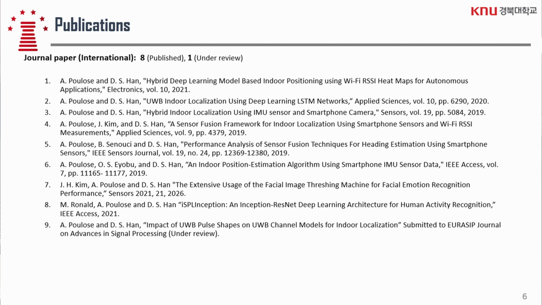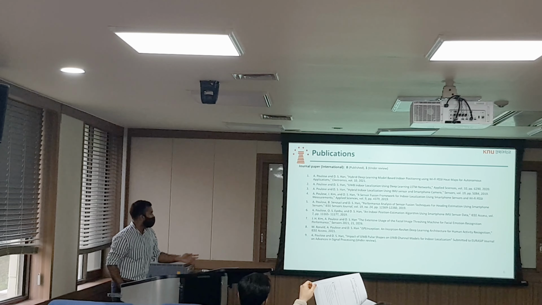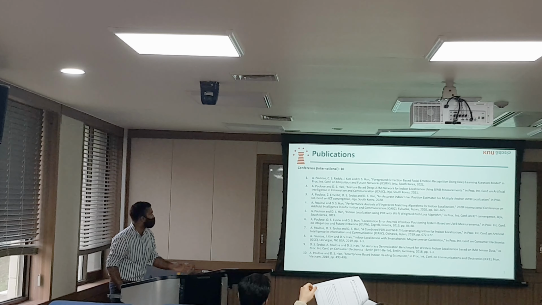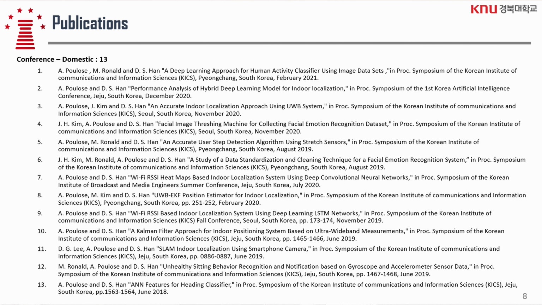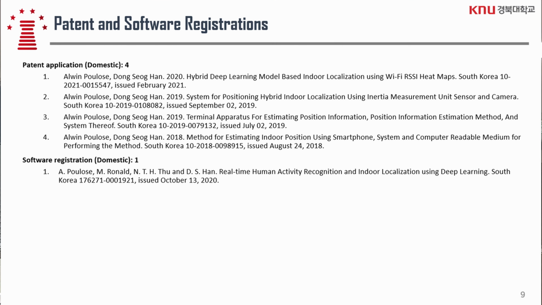So here is our publication list. During this time, we published around 8 papers in Q1 journals and one under review. Around 10 international conferences and 13 domestic conferences. And we have 4 patent applications and software registrations.